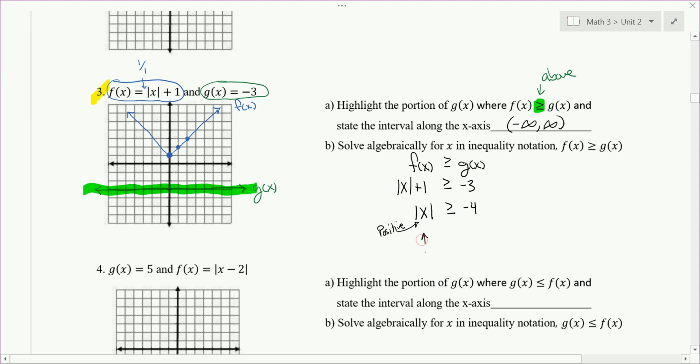or all real numbers, would be our answer. And notice our answer in part A, we said from negative infinity to infinity. Both those mean the same thing. And so that's what we're getting.